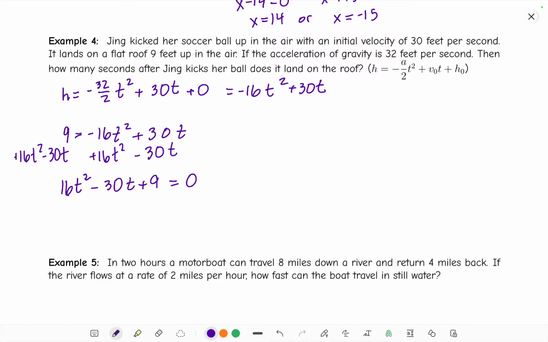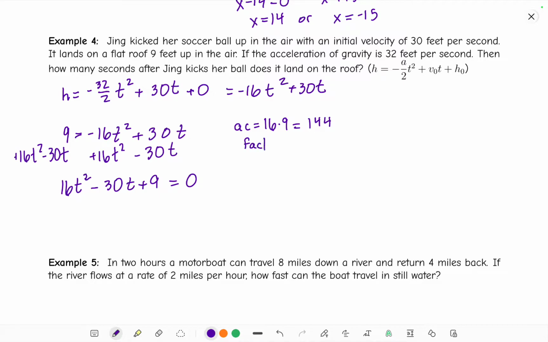Now we have to factor this. Don't forget to check for the GCF. This one doesn't have a GCF. I don't know this one off the top of my head, so I'm going to go A times C, which is 16 times 9, which is 144. And then we need factors that add up to negative 30.